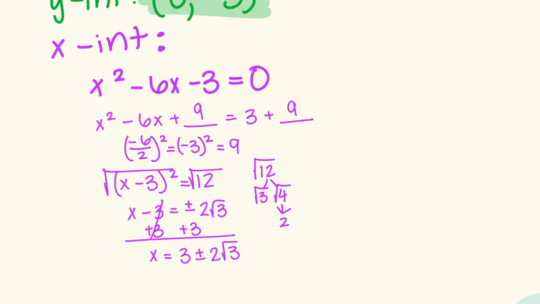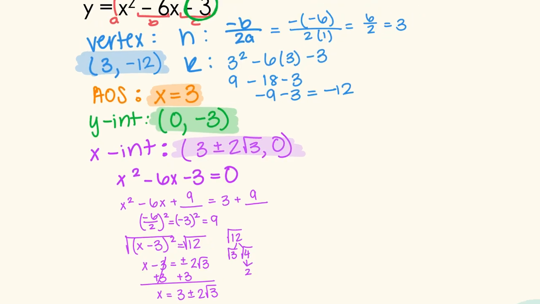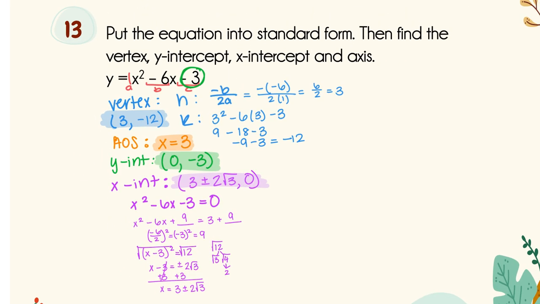So in this case, this is my x-intercept. It's 3 plus or minus 2 square root 3, comma 0. And that's what we're getting for x-intercept. And this would then be my answer for the question, and I'm done. Remember, it did not ask to graph. It just asked to find specific pieces of information.